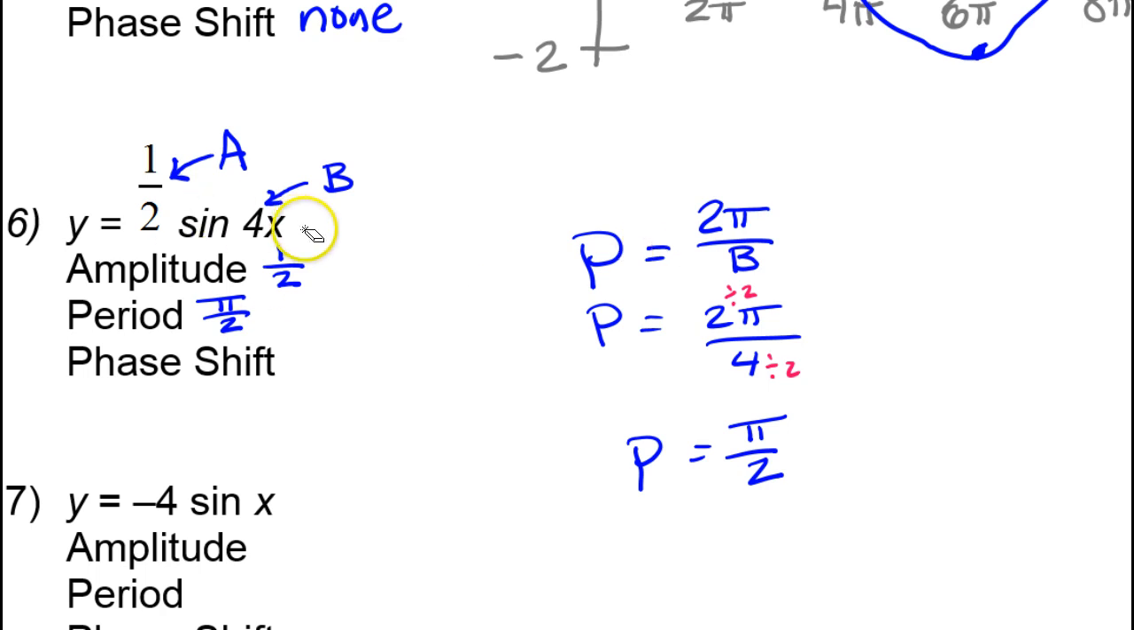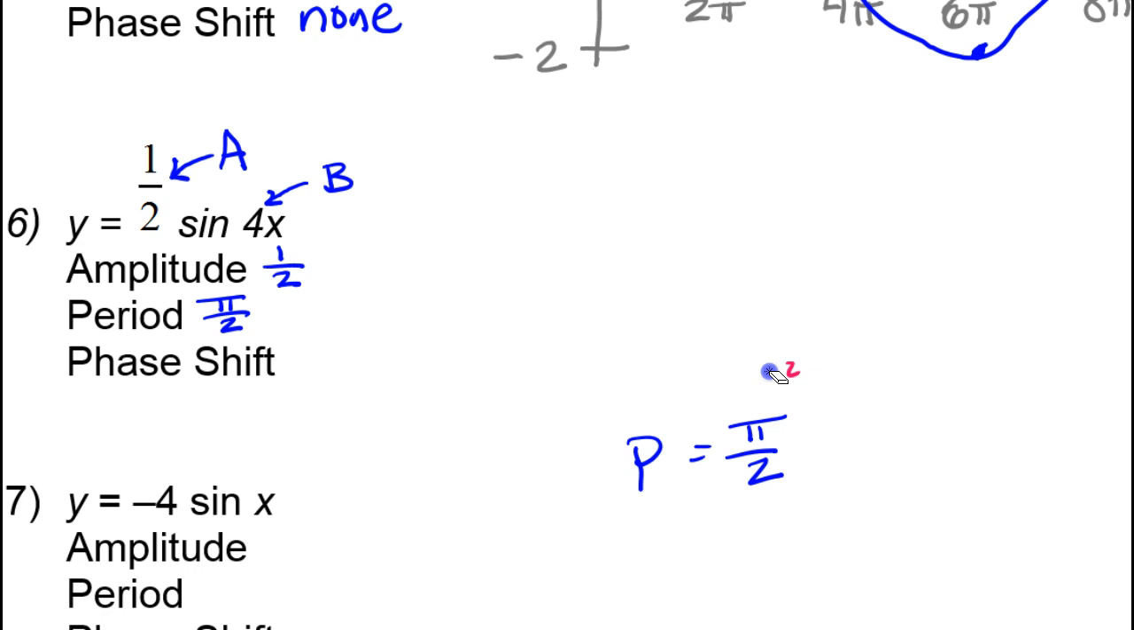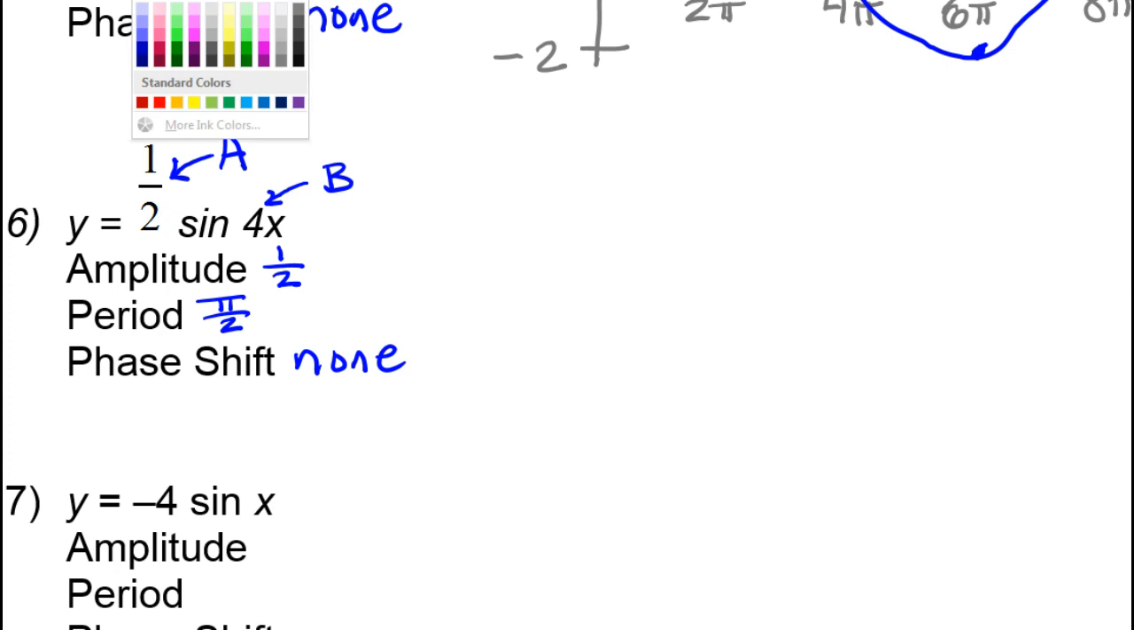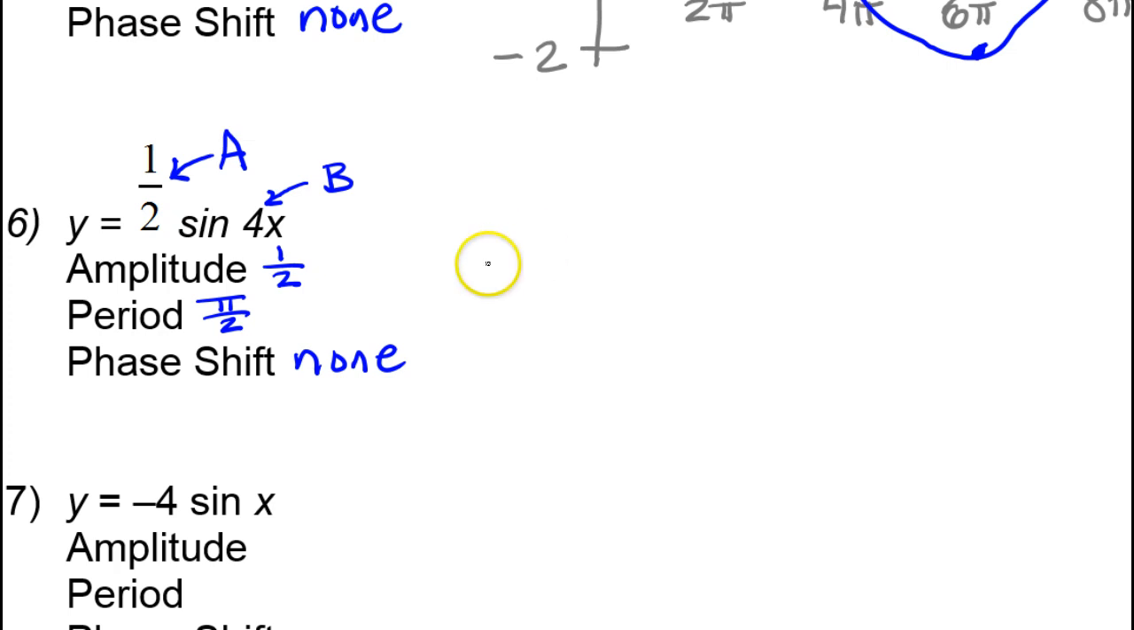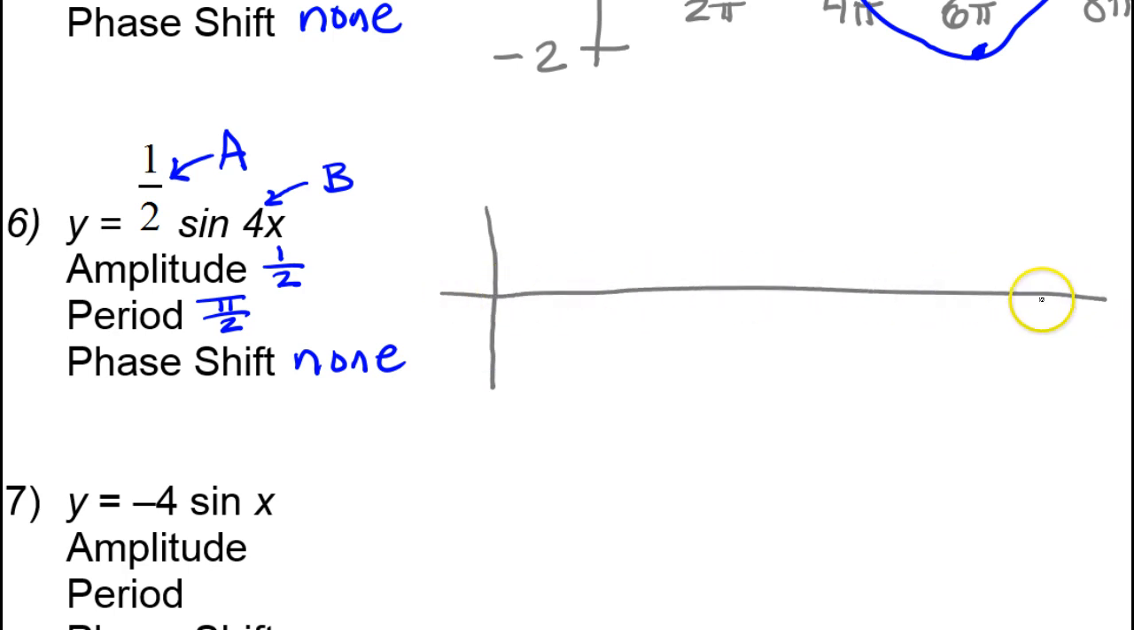There is no phase shift because nothing is being added or subtracted. So for phase shift, we will just say none. This is enough information for us to draw the sketch of the graph. Since the amplitude is 1/2, I will put positive 1/2 up there, and I'll put negative 1/2 down here.